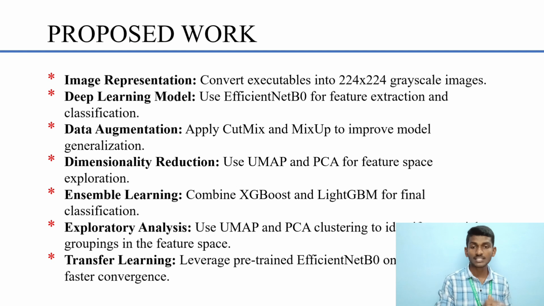First, image representation. Convert executables into 224 by 224 grayscale images. 224 by 224 is the dimension that directly matches EfficientNet B0, which is already a pre-trained model. So we convert the executable malware into 224 by 224 grayscale images, and then we apply data augmentation. Data augmentation is nothing but we use CutMix and MixUp.